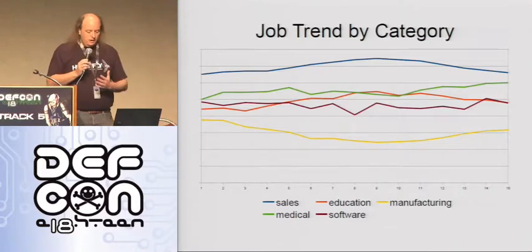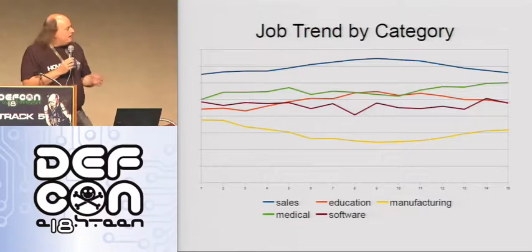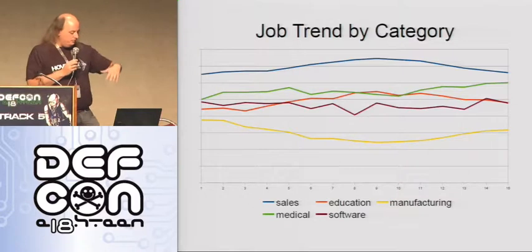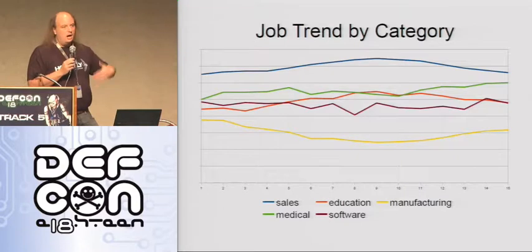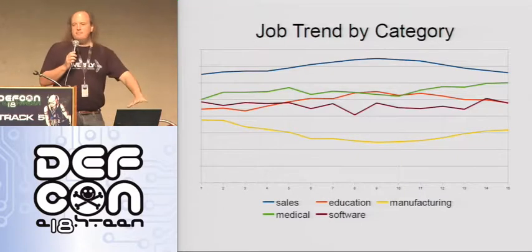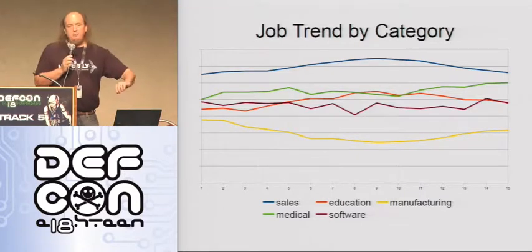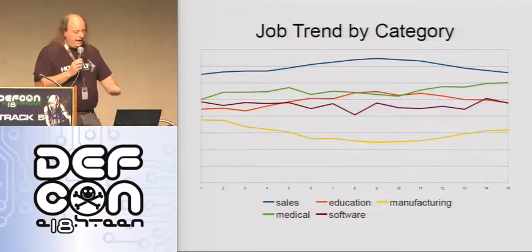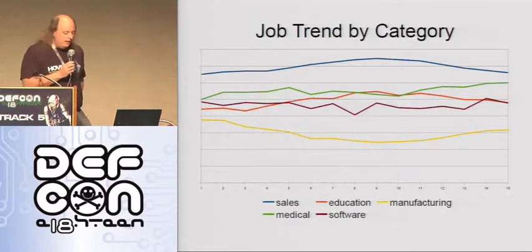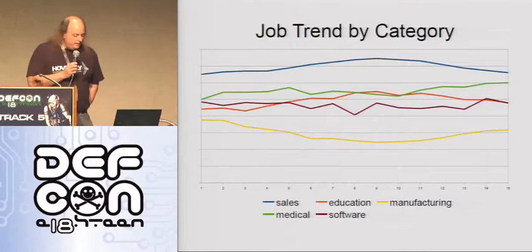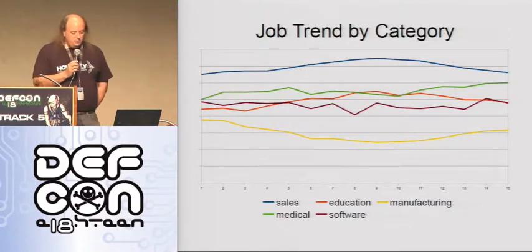This is over a longer period of time, about a 4-month period. Here's maps of some job trends by category, and if you can see what's going on here, the blue line at the top is the number of sales jobs being advertised. And keep in mind, when I say jobs here, I mean jobs advertised. I don't mean someone's actually filling a job. This is someone posting a job ad on Craigslist. The blue line at the top is sales. The yellow line at the bottom is manufacturing, and in the middle we've got medical, software, and education.